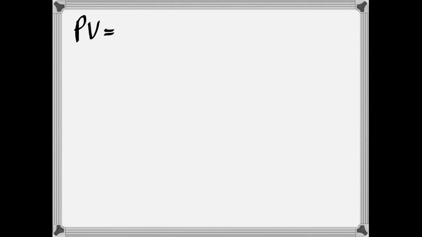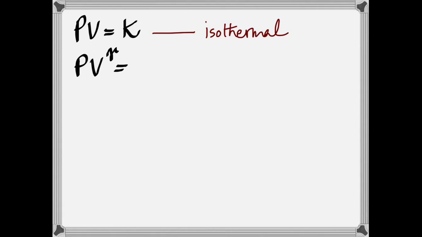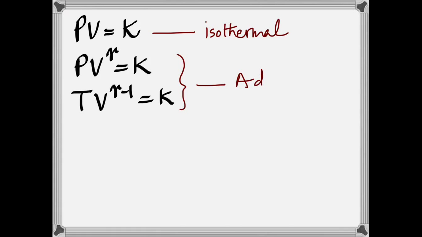Continuing into this chapter, that's the equation for an isothermal change. This is one equation for an adiabatic change, and that's the second one for an adiabatic change. So both of those are for an adiabatic change. So you have one equation for an isothermal, two for adiabatic changes.